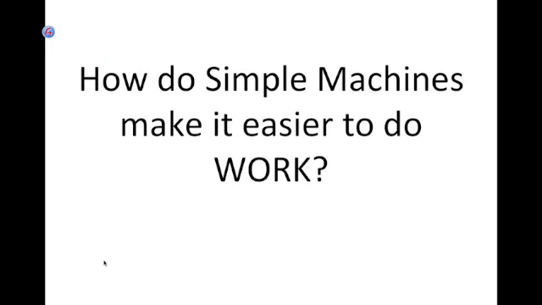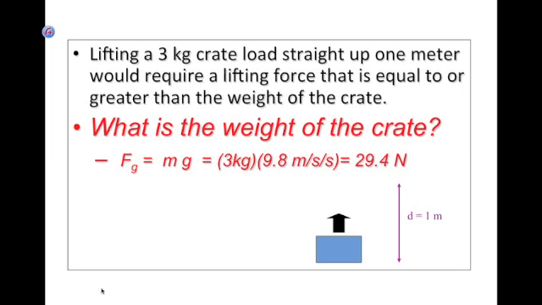Okay, let's think about simple machines. You all know a lot about simple machines. The basic idea of simple machines is to make it easier to do work. So let's see how we can do work more easily using a ramp or an incline plane. First, let's see what it would take to lift this crate without a ramp. We're going to lift a 3-kilogram crate straight up 1 meter, and we want to calculate what the lifting force is. If the mass of the crate is 3 kilograms, there's going to have to be a lifting force that is equal to or greater than its weight.